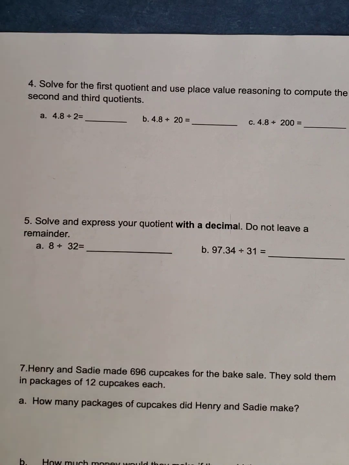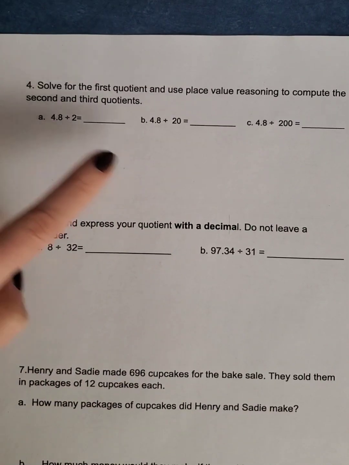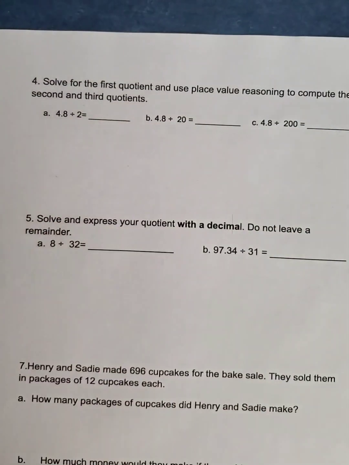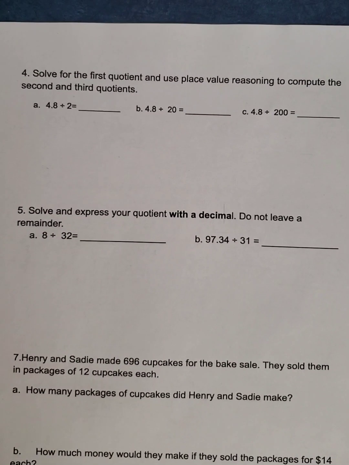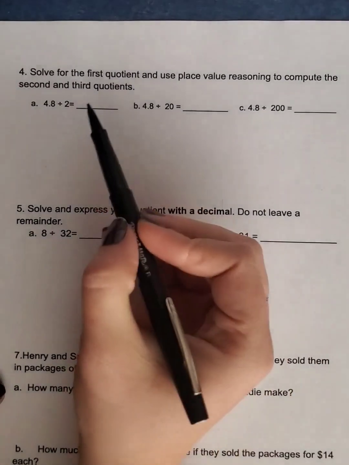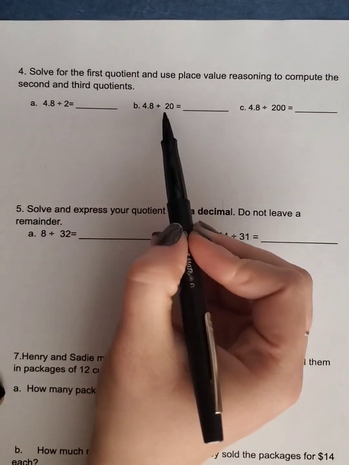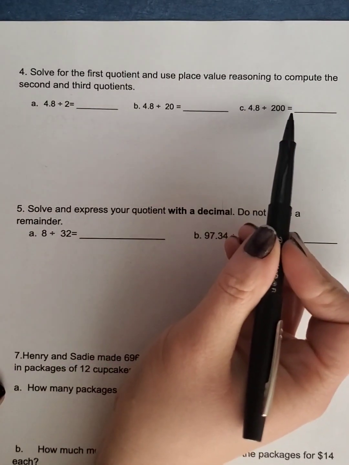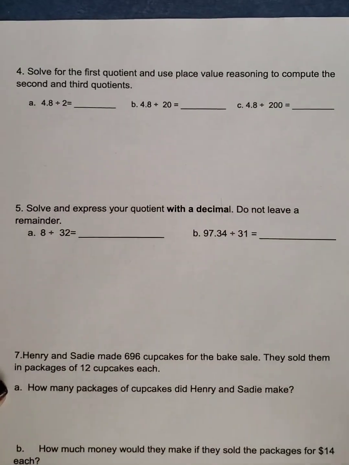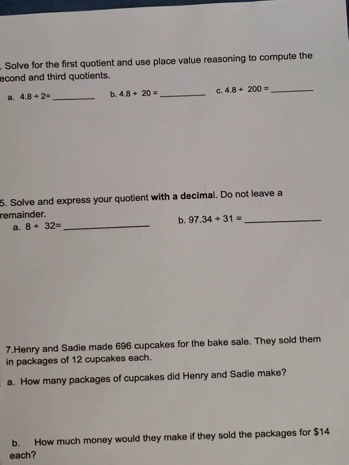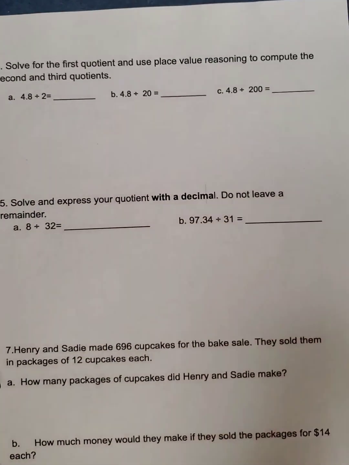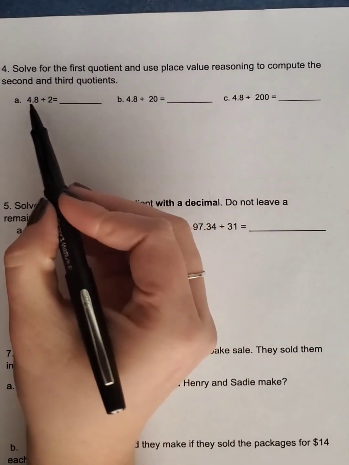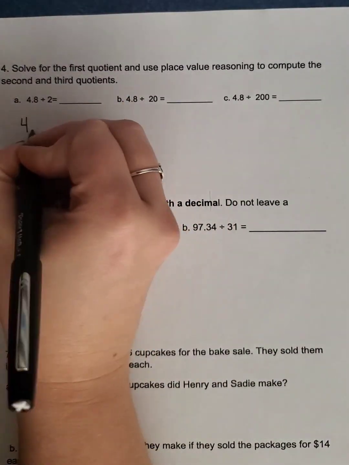It says solve for the first quotient and use place value reasoning to compute the second and third quotients. So we did this quite a bit the one day, but the goal was you only have to solve the first one, and from there we could just move the decimals the right way to put them in the other lines. If you have to solve the other two, go for it, okay? Or you could do it and just check your work. Either one's fine.